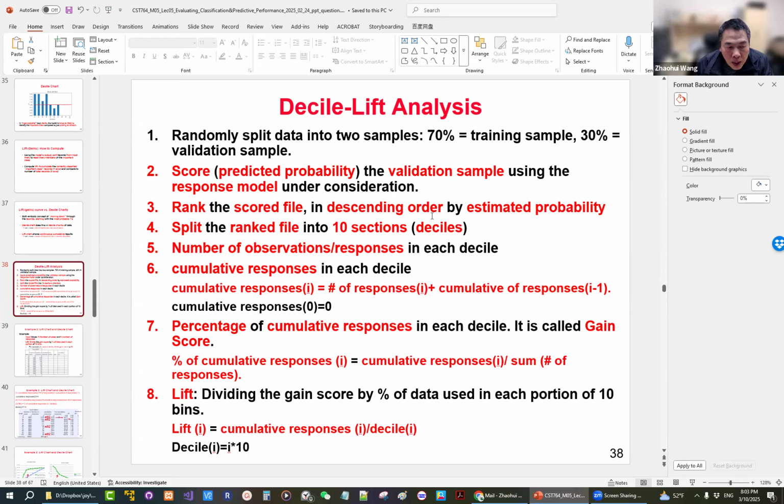So we sort from high to low, then group the data into 10 deciles according to the cases, so that we have the number of observations in one decile. There are totally 10 deciles. The first decile has a certain number of responses. Usually they are the same size for every decile.